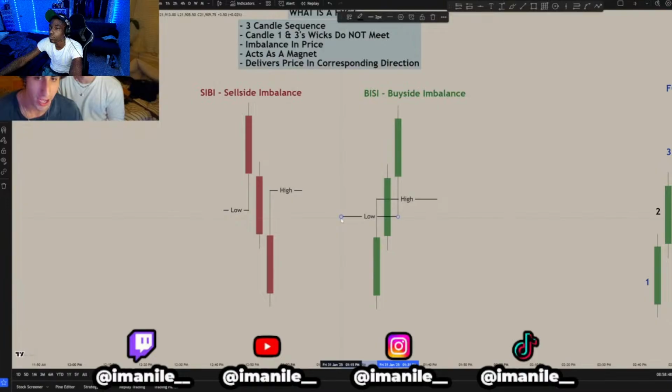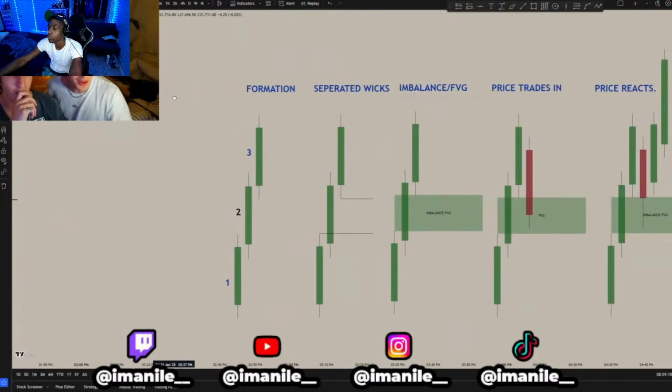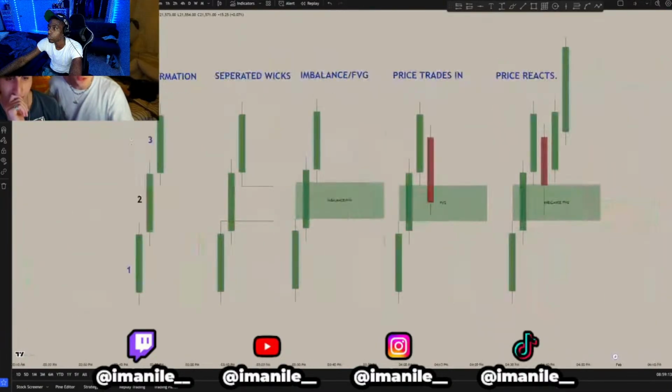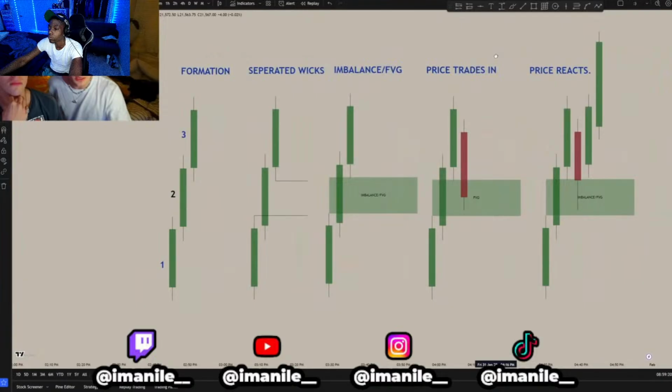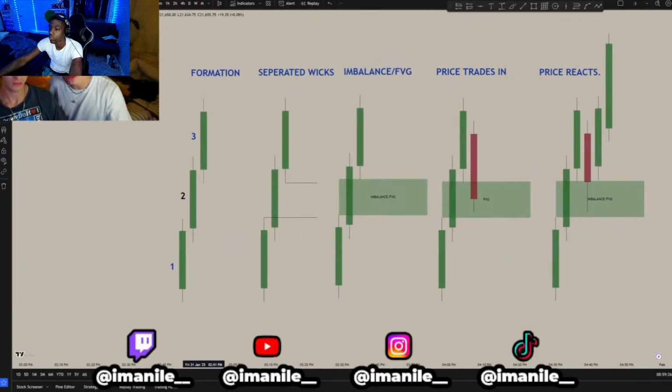So I decided to make you a compilation. So here on the right, we have essentially from the beginning of a fair value gap formation to when price actually trades into it and reacts, right? Because what does price do? Price first creates the imbalance, price trades into it, and then it reacts. So as you can see here, we have the formation, right? You have candles 1, 2, and 3.